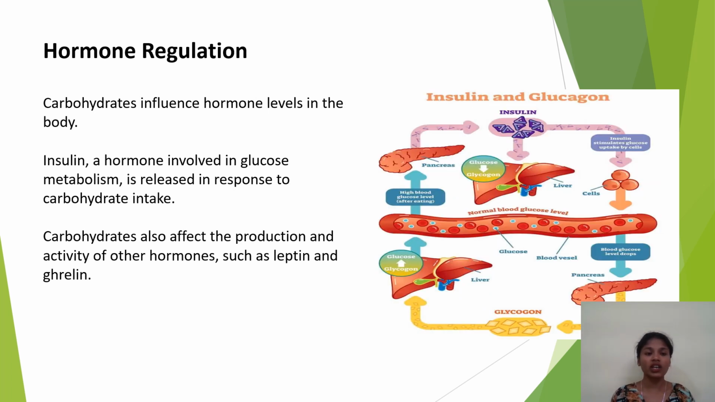Hormone regulation. Carbohydrates influence the hormone levels in the body. Insulin, a hormone involved in glucose metabolism, is released in response to carbohydrate intake. Carbohydrates also affect the production and activities of other hormones. Hormones such as insulin and glucagon can regulate carbohydrate metabolism. Insulin and glucagon are secreted by the pancreas.